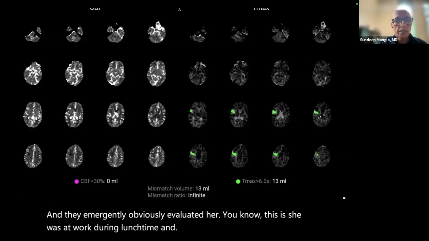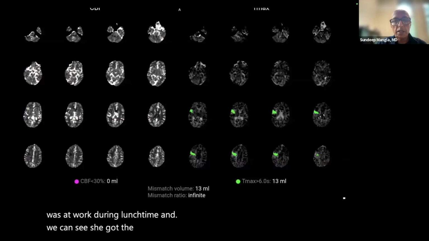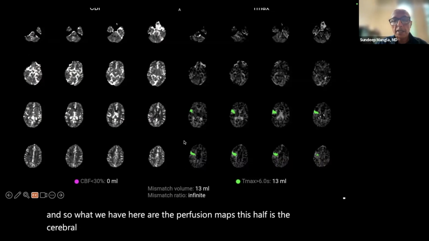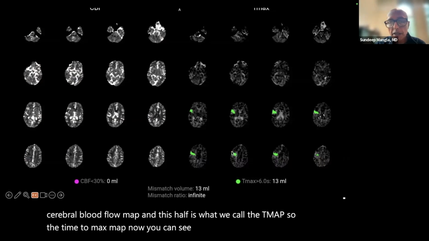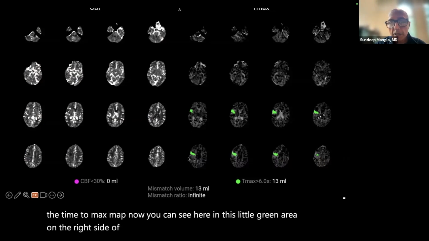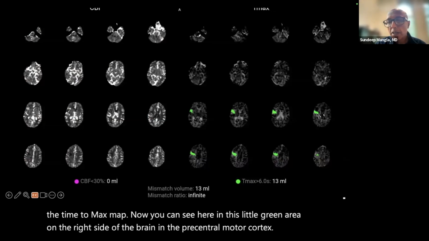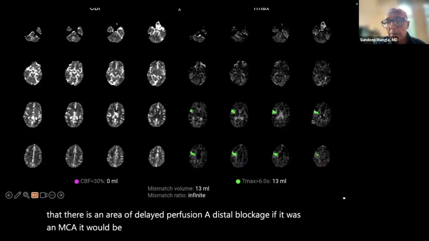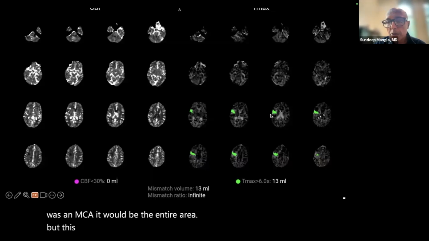You can see she got the CTA and CT perfusion. And so what we have here are the perfusion maps. This half is the cerebral blood flow map, and this half is what we call the Tmax, or the time to max map. Now you can see here in this little green area on the right side of the brain, in the precentral motor cortex, that there is an area of delayed perfusion, a distal blockage. If it was an MCA, it would be the entire area, but this was a smaller territory.